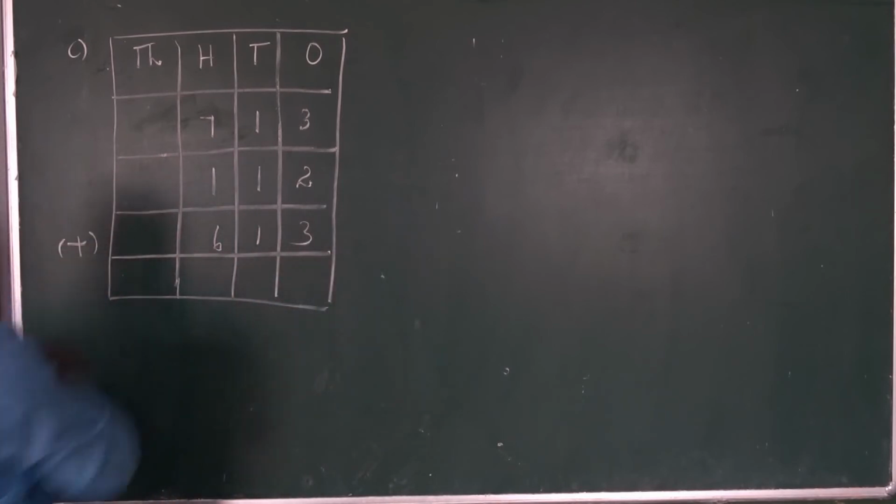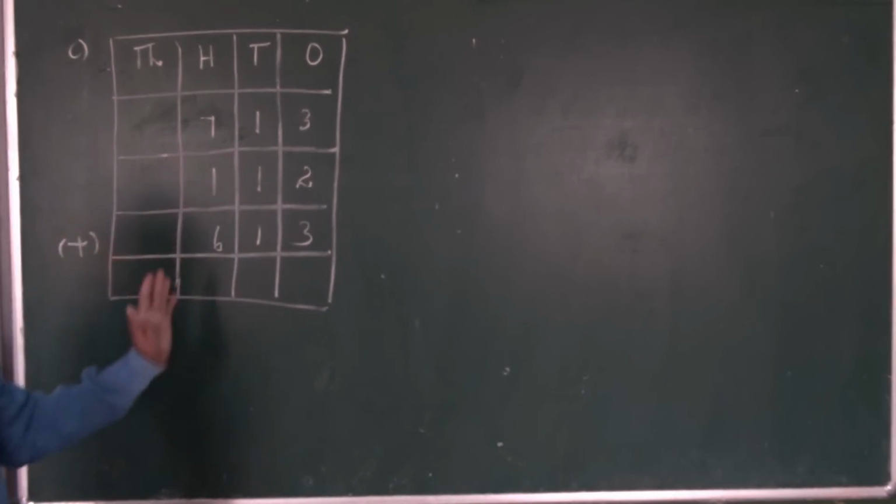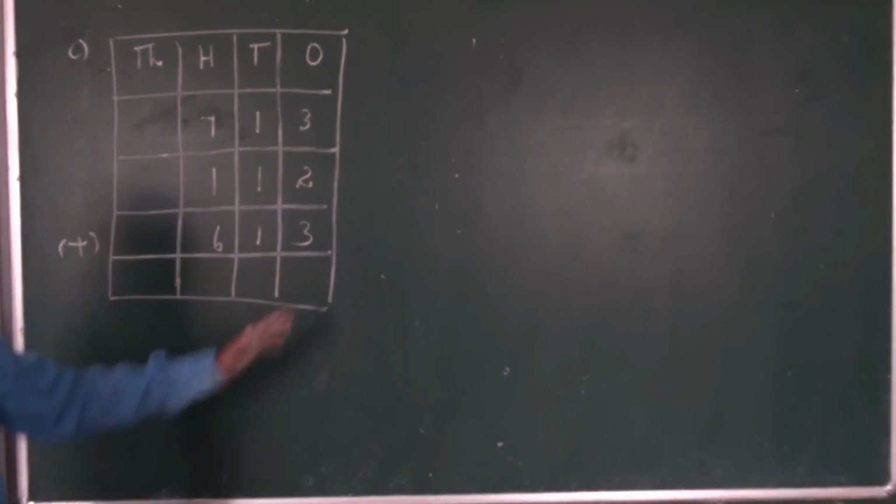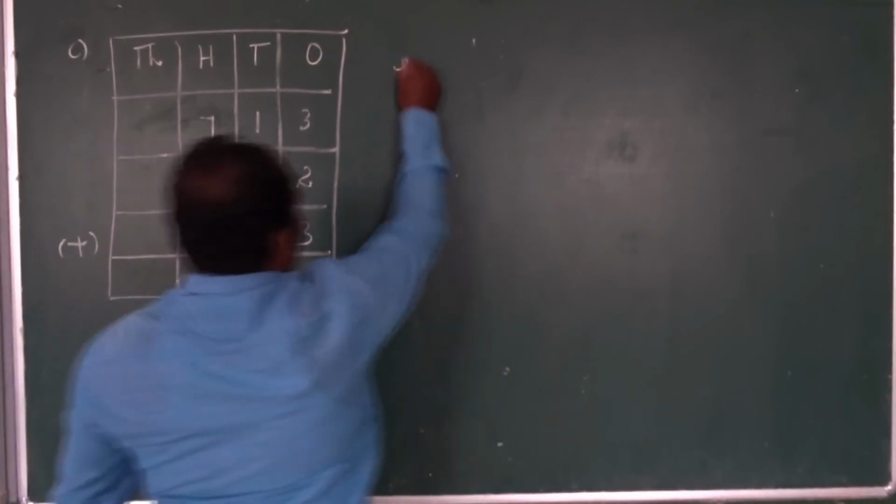We add 3 3-digit numbers. The first one is 713, the second one is 112, and the third one is 613. Always we first add the one-digit numbers.